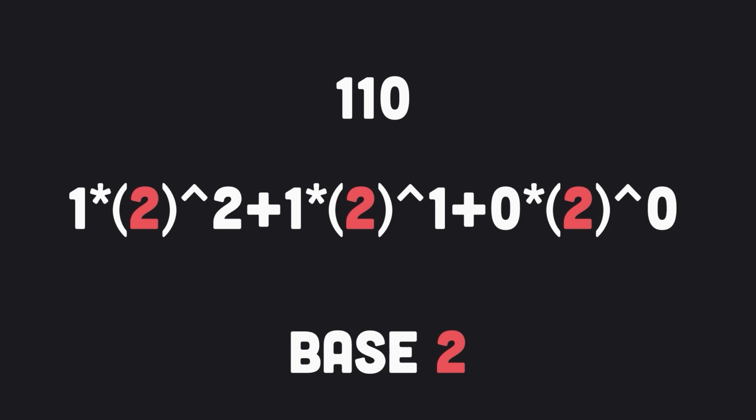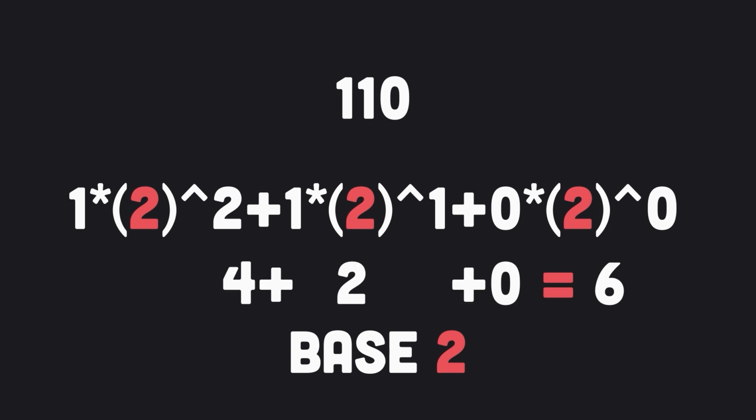For example, the binary number 110. 1 times 2 to the power of 2, plus 1 times 2 to the power of 1, plus 0 times 2 to the power of 0. That equals 4 plus 2 plus 0, which is 6.